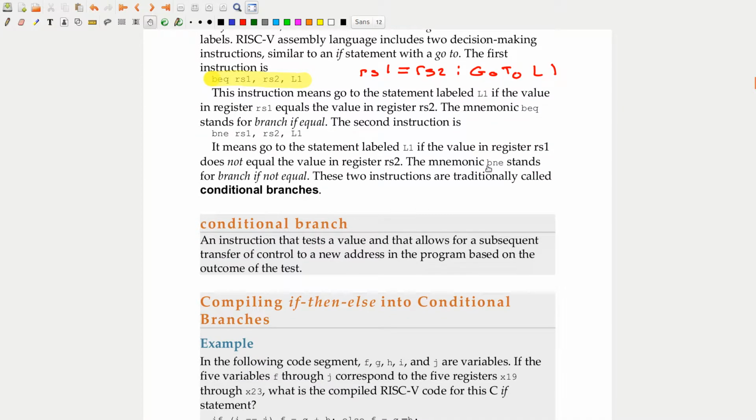And then there's also BNE, which just stands for branch not equal. So if we just add an exclamation point here, we have the same thing as this instruction. These are called conditional branches. That means it's a branch where we need to do some kind of calculation in order to go to some place like L1.